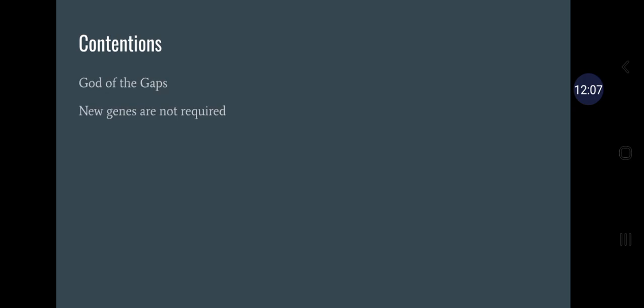Now, there are two more contentions to this argument, and honestly I think I might make a few more videos on this to flesh this argument out and to cover more aspects of it, and I do intend to make more videos on ID and evolution, right? So with regards to this argument, there are two other contentions. One contention is God of the gaps.